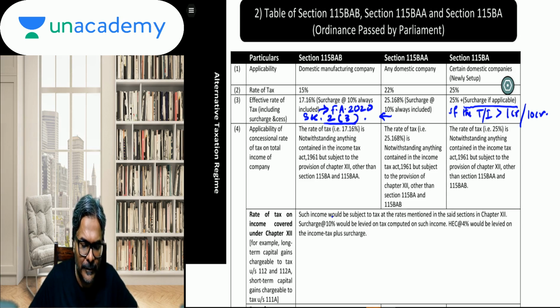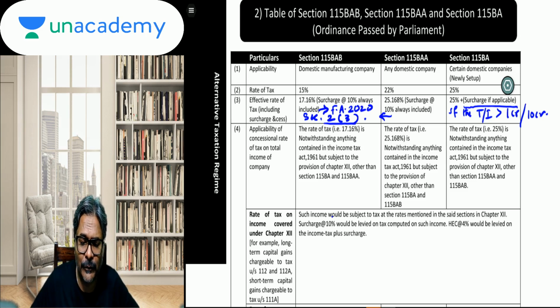Point number 4. Now this point number 4, students, we have seen. Now what about the concessional rate of tax on the total income? Whether the concessional rate of tax on the total income will be applicable? Sir, what is the concessional rate of tax, like long-term capital gains under 112A or short-term capital gains under 111A? Whether all these sections will be made applicable for the purpose of the computation? That becomes the issue under consideration.